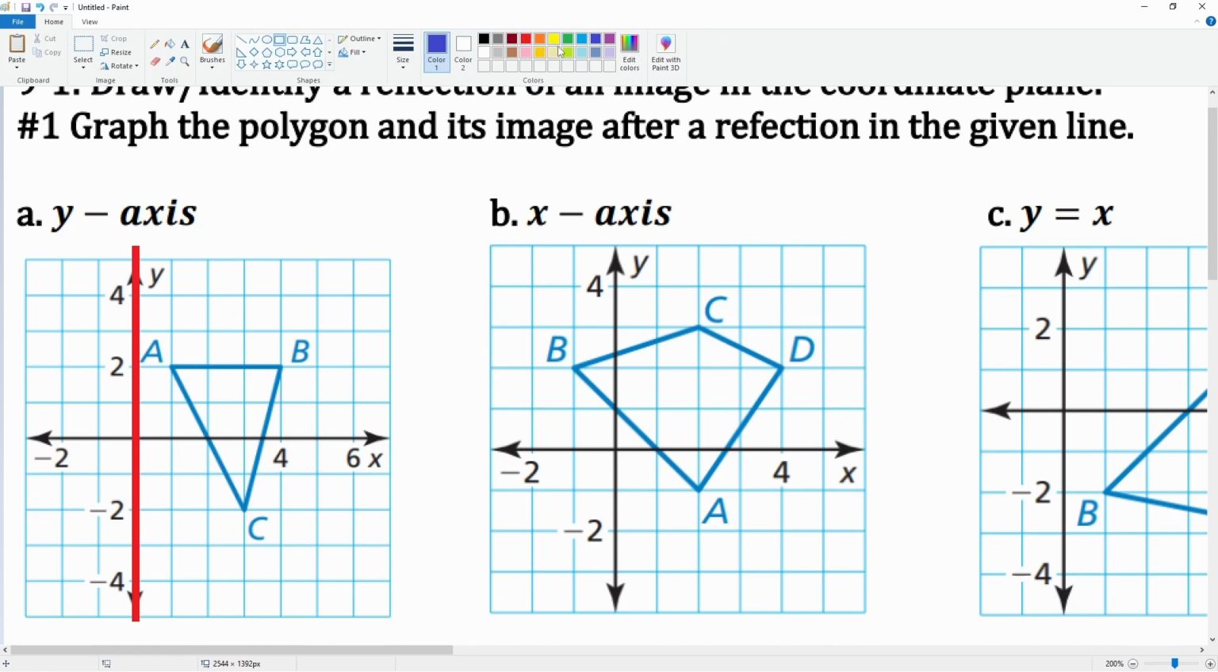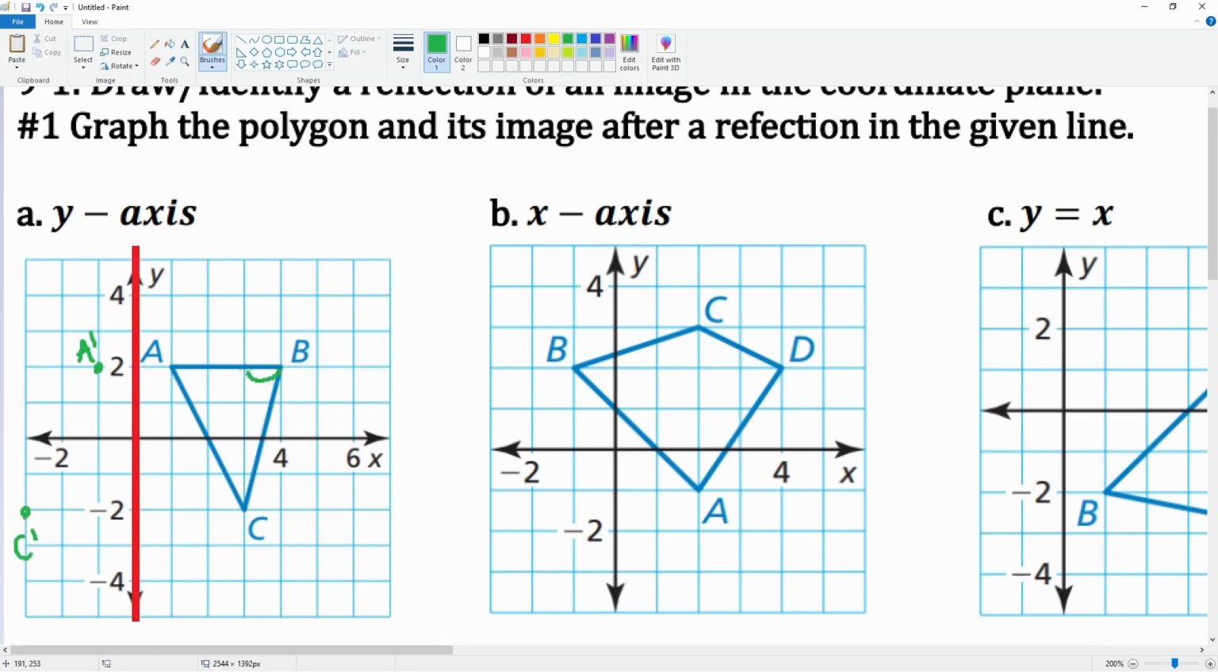I'm going to do the next image in the color green. Notice that the A is 1 unit away from the line of reflection right here. So its new image is also going to be 1 unit away from it as well. So this is going to be where A prime is. Now C, it's 1, 2, 3 units away. So its new image is also going to be 1, 2, 3 units away. So this is going to be where C prime is.